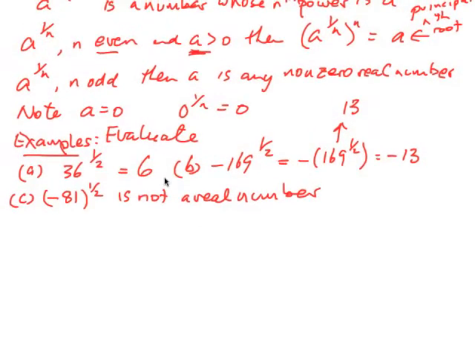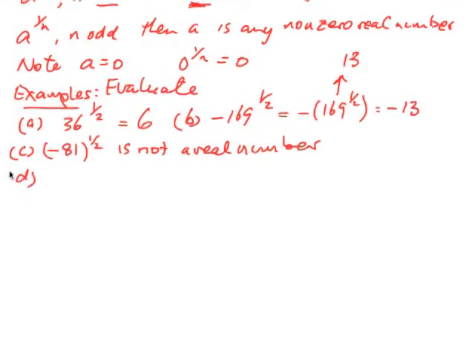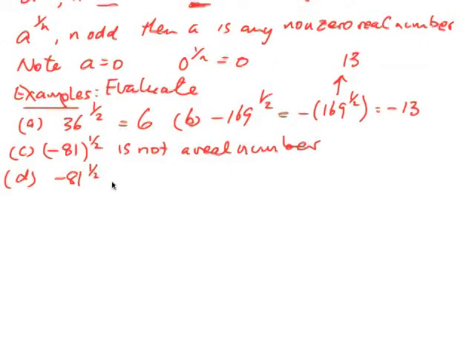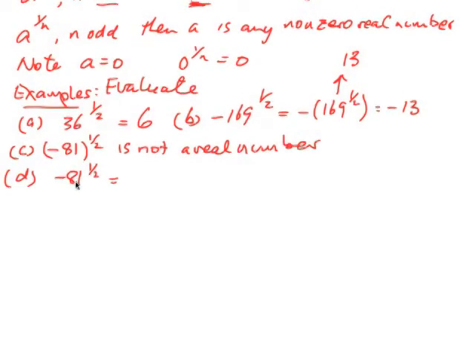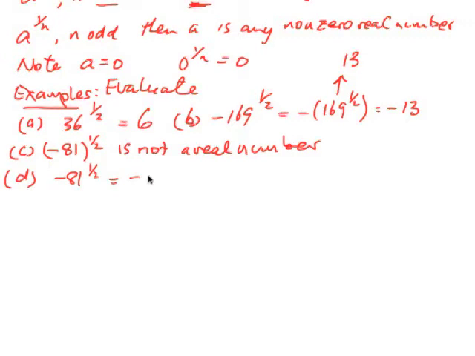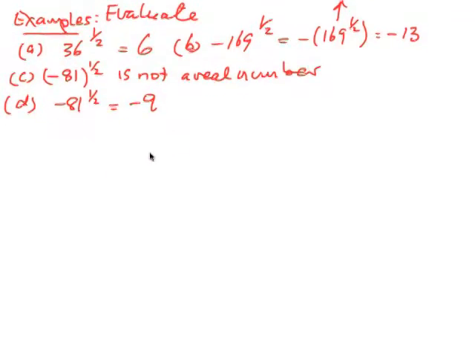However, what if I was to do this one? What if I had the negative of 81 to the half? Well, that comes back down to the fact that we're applying the half power to the 81, so negative 9 would be the answer.